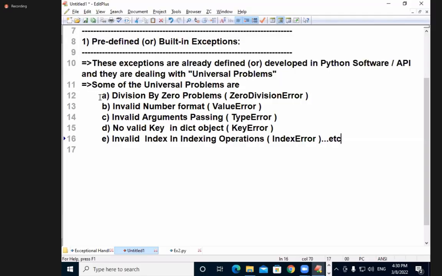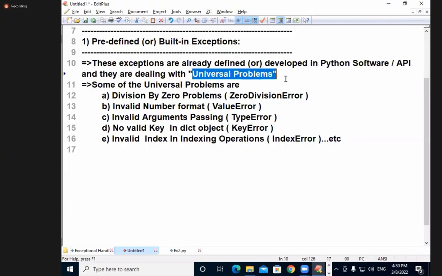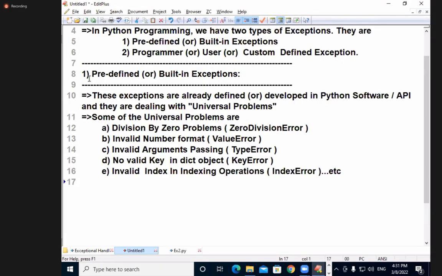These are all the problems whether you are getting or I am getting. Any problem that comes in Python programming, one type of class will be there. Are you able to understand? So these classes are already developed. That's why these exceptions are known as predefined exceptions. Students who are online, are you able to understand, students?